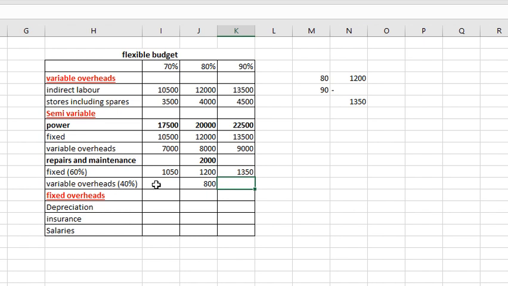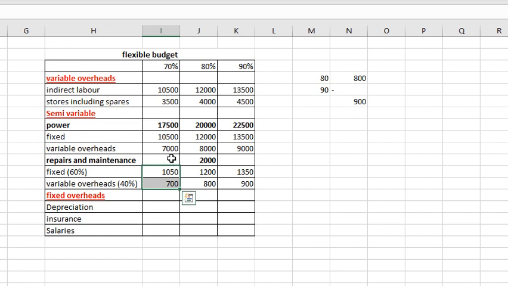Now for variable, for 80%, how much have we got? It is 800. So for 80%, if it is 800, then for 70, how much is it? 700. Then for 90%, we will calculate. If for 80 it is 800, for 90, how much is it? 900. So now we have got our total fixed as well as variable overheads. So we will write up the total overheads for repairs and maintenance.